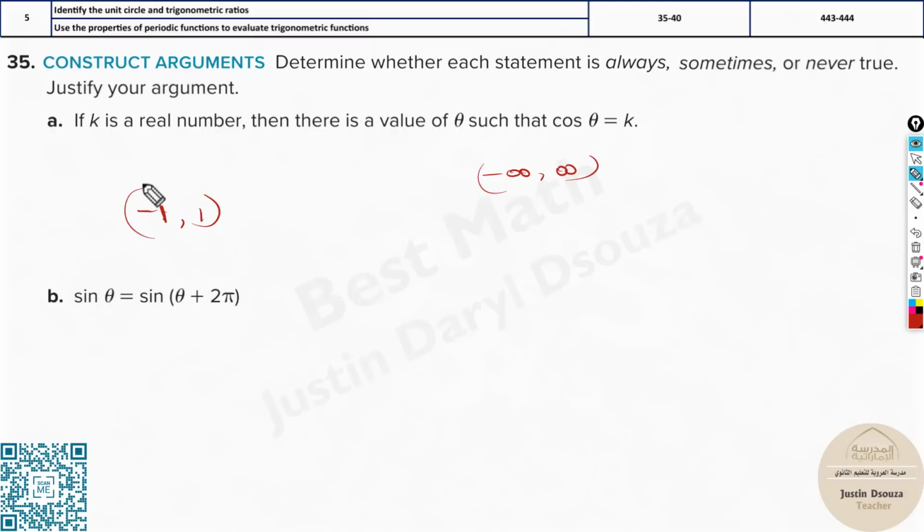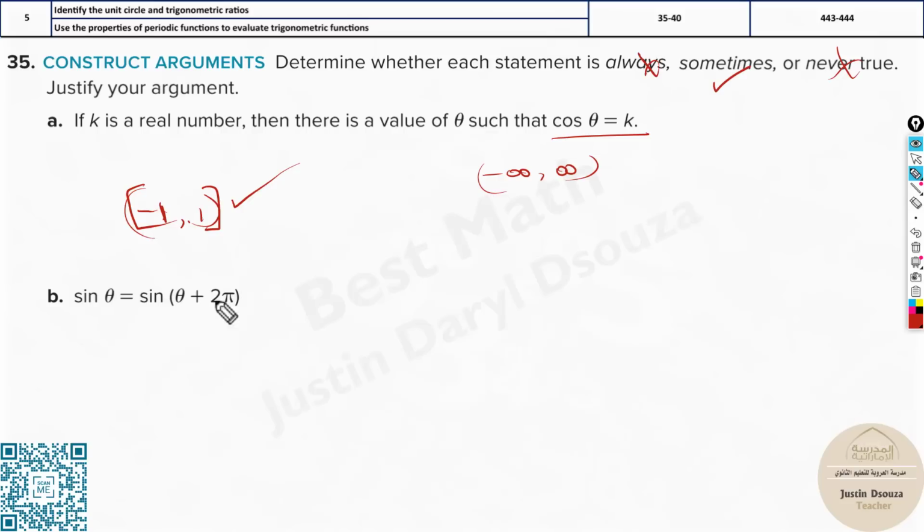It holds good till over here, it's big brackets. It is not always true. It's not never true, because it is correct over here in this case, but not any value less than minus 1 or greater than 1. So this is the first answer. It's sometimes true only. Cosine theta equals k, where k is a real number from minus 1 to 1. It can be anything, 0.5, 0.7, anything like that, but not otherwise.